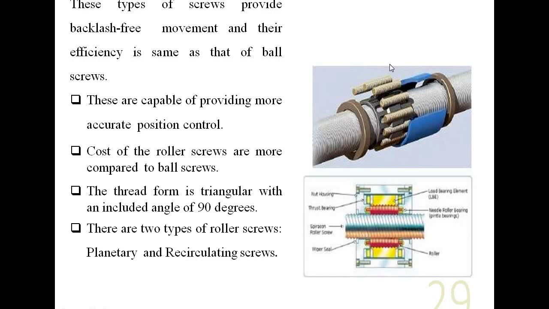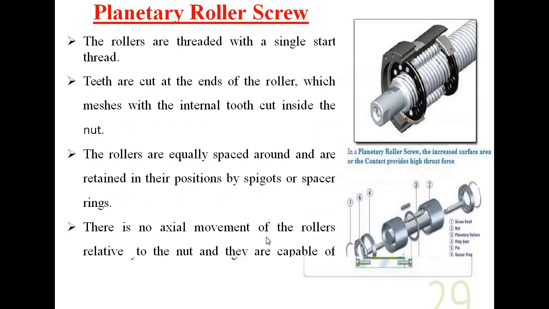These are backlash-free threads. These screws provide smooth movement. Their efficiency is the same as that of a ball bearing. These are capable of providing more accurate position control. The cost of the roller screw is more compared to the ball screw. The thread form is triangular with an included angle of 90 degrees. There are two types of roller screws, planetary and recirculating screw.